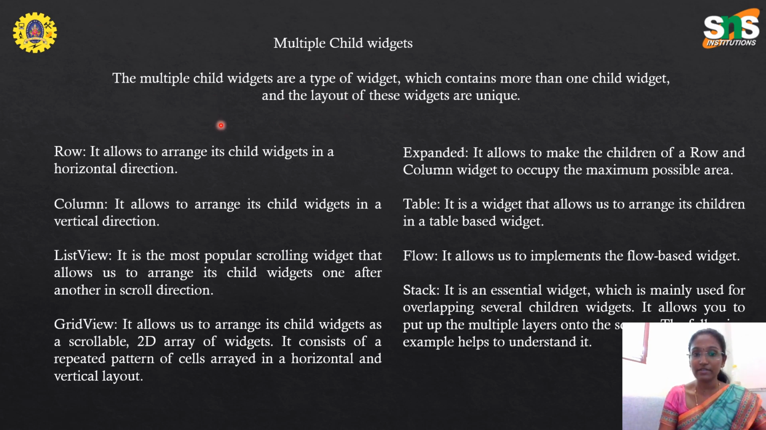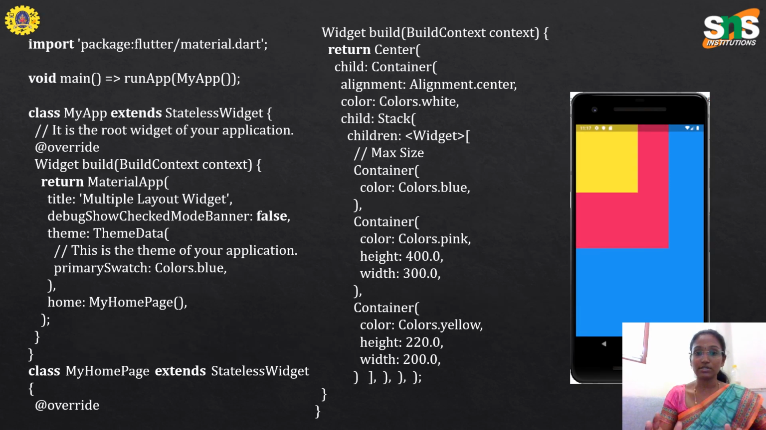Multiple child widgets means you have containers one by one within your screen. Okay, the container with more than one child widgets. One by one widgets. Okay, if I am running my app, one by one they will be placed back to back on your screen. The main ones are row, column, list view, grid view, expanded, table, flow, and stack. These are the most used multiple widgets in this programming language. You will see it in the coding. If you practice only the coding, it will be more interesting.